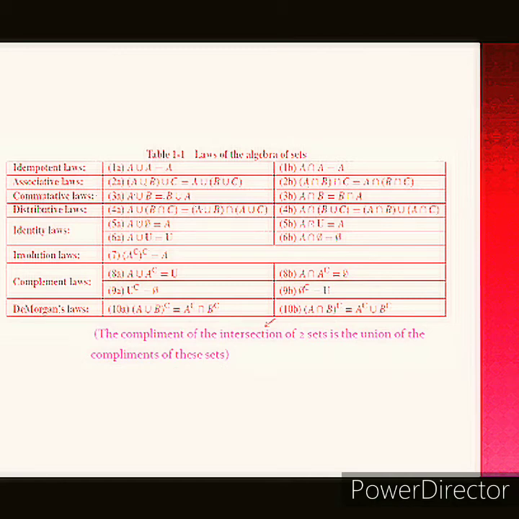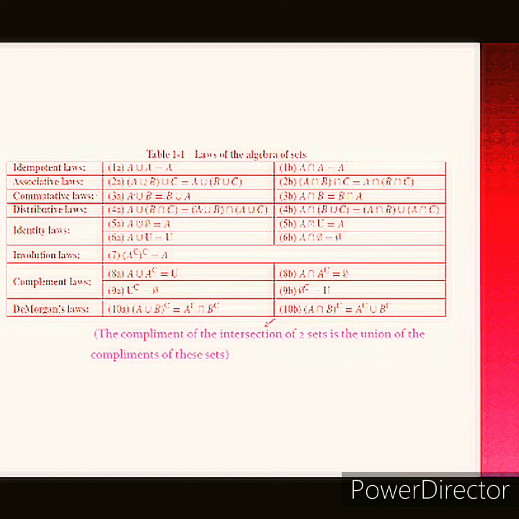Commutative law says A union B is equal to B union A. Similarly, A intersection B is equal to B intersection A, as in part 3B. Distributive laws. Part 4A is A union B intersection C, meaning union is distributed over the intersection, and this is equal to A union B intersection A union C. For part 4B, A intersection B union C, meaning intersection is distributive over union, and this is equal to A intersection B union A intersection C.